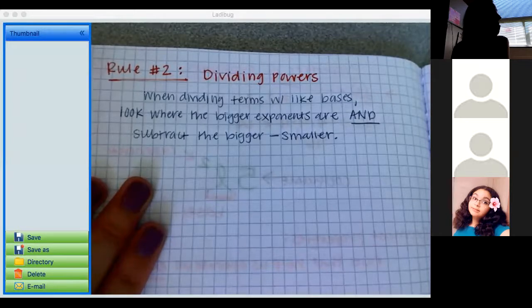You want me to read it to you? Look where the bigger exponents are. Let me know when you're ready for the next part. And subtract the bigger minus smaller.